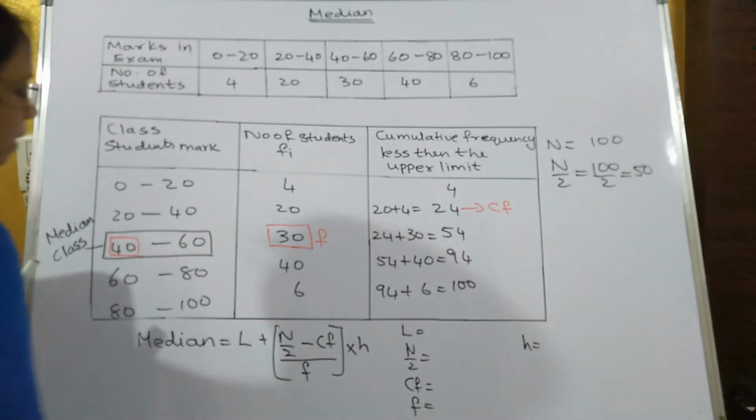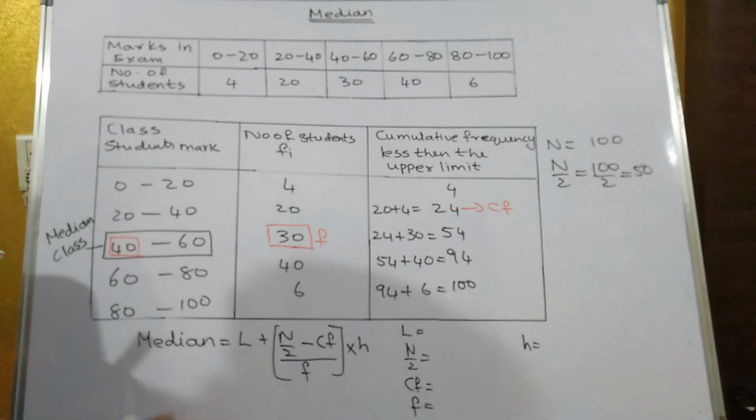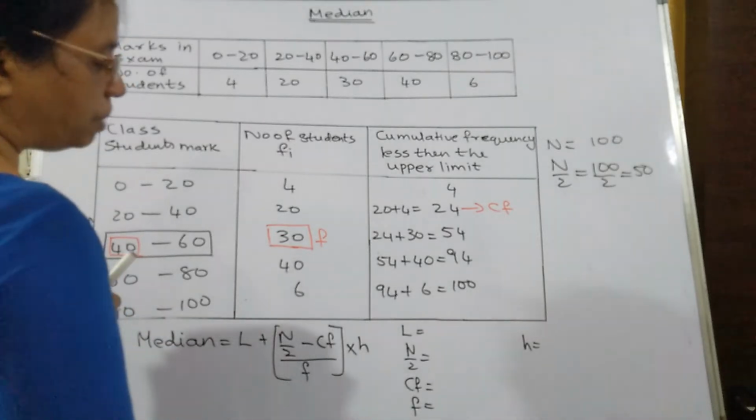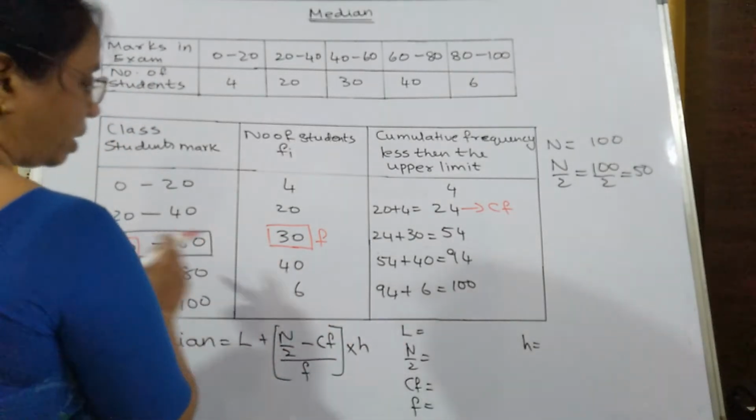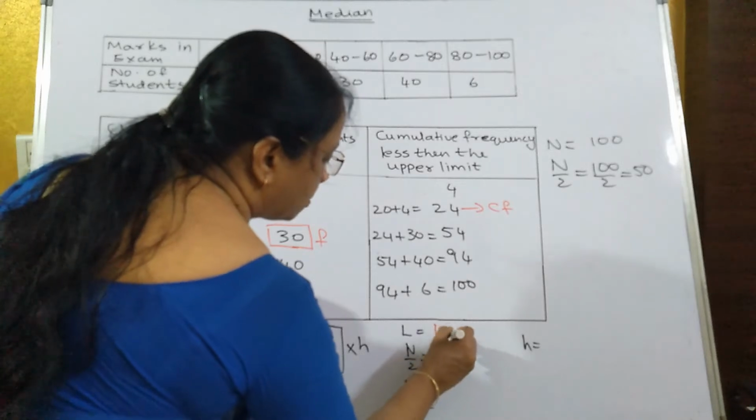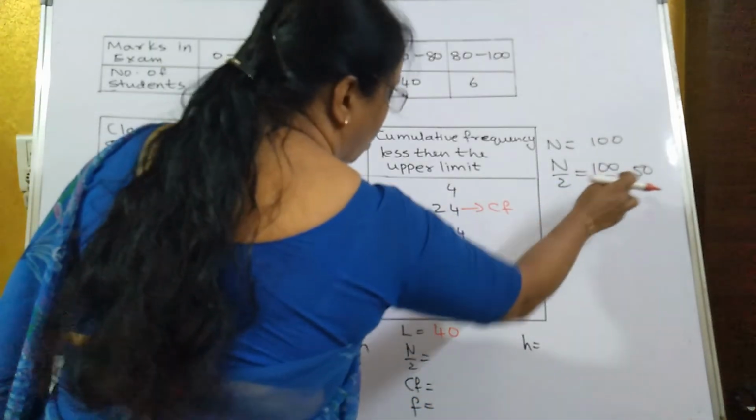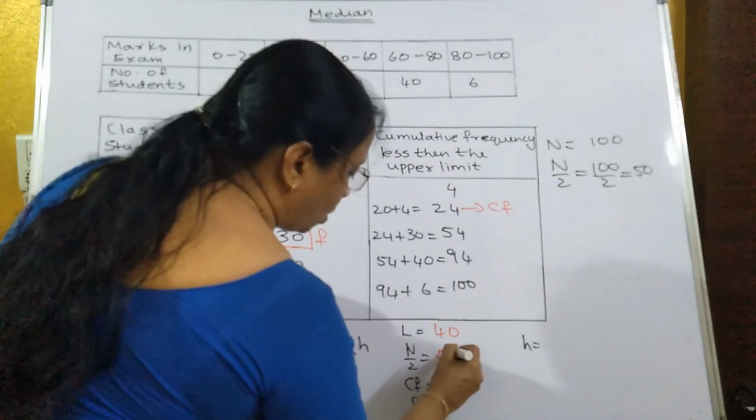L is what? Lower class limit, and you have to use this formula and you will get the answer of median. So what is L over here? 40. That is lower class limit. What is n upon 2? We have got over here 50. What is CF?